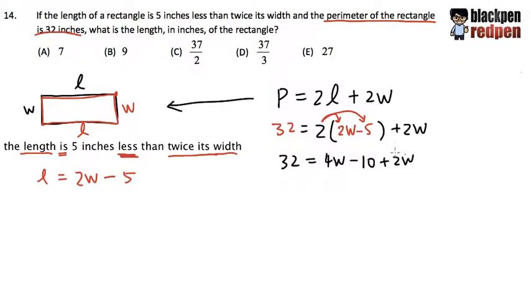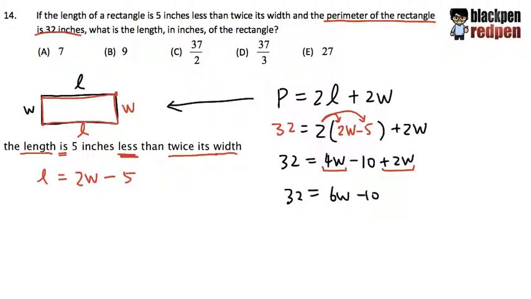Well, what can we do with this? Look at the right hand side. We see we have the 4w plus 2w. We can combine terms. We will do that right here. And 4w plus 2w, that's 6w, and then we have the minus 10. Okay, and now keep the 32 on the left hand side.